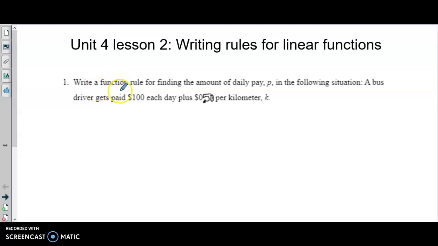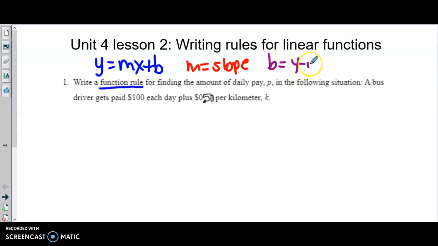All right, so when we write a function rule, the way that I always like to write my rules is y equals mx plus b. And if you remember back to the last unit, that is slope-intercept form, where m is the slope and b is the y-intercept. Now, we're not really looking at it in slope-intercept form. We're not graphing it or anything right now. We're just trying to write the rule or write the equation. So the way I like to think of it, remember, slope is your rate of change. And then y-intercept is like your starting value. It's where you start on the y-axis.